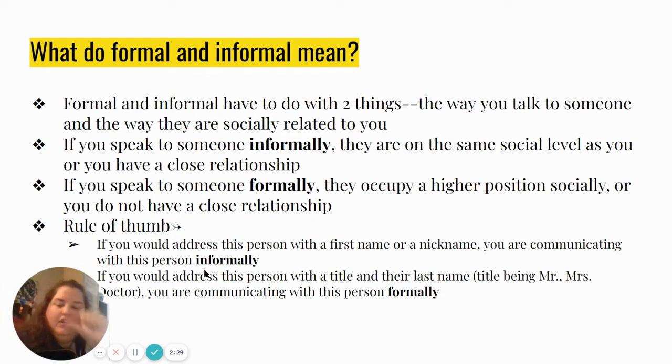And here's a good rule of thumb. If you're wondering whether to be formal or informal with someone: if you would address them with a first name or a nickname, you are informal. If you would address this person with a title and their last name, like Dr., Mr., Mrs., etc., you're communicating with them formally.